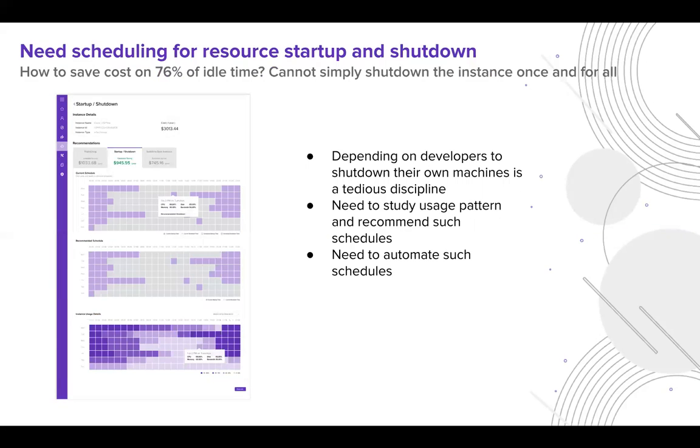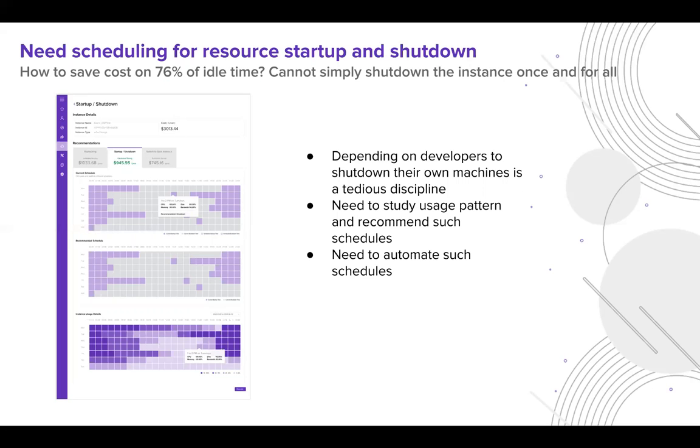And I mentioned the 76% of idle time for the non-production environments or instances. What do you do with them? If you don't have a schedule to start them up and shut them down at the right time, you cannot simply shut them down, right? Because they are still serving purposes at certain times. So you need to implement a schedule, right? And to implement such a schedule for one instance is easy.